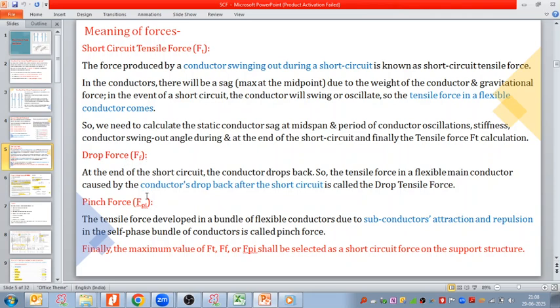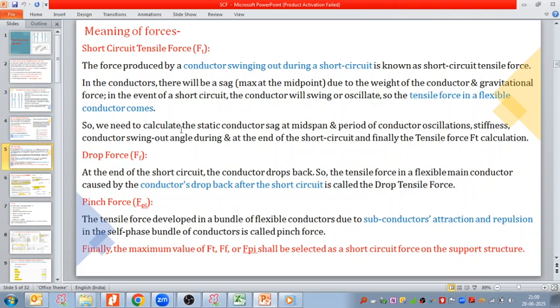At the end of short circuit, the conductor drops back, so the tensile force in flexible main conductors caused by conductors dropping back after the short circuit is called the drop tensile force, or FF. Okay, the third one is the pinch force. The meaning of this force is the tensile force developed in a bundle of flexible conductors due to subconductors' attraction and repulsion in the self phase bundle of conductors, called pinch force.